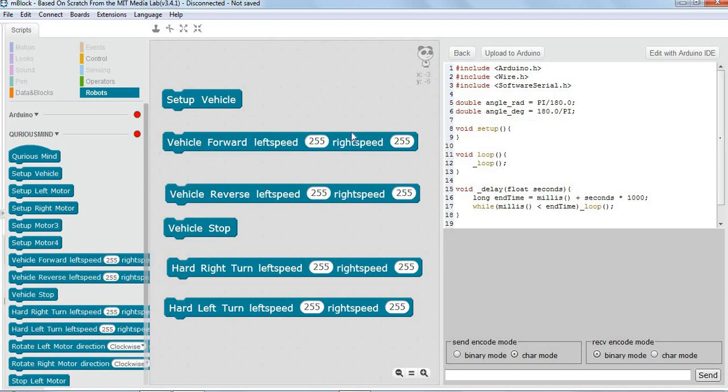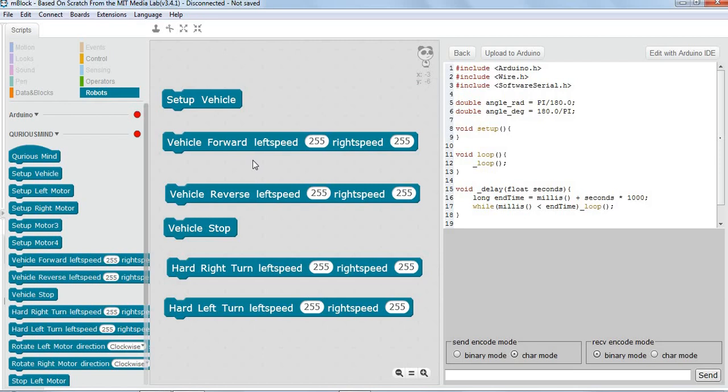In a vehicle block we control two motors, left motor and right motor together. So those are vehicle blocks. Here also, if you see hard right turn, left speed, right speed, we are controlling both the motors together. This year we will understand how these vehicle blocks are created, because we are giving instructions to left and right motors separately. In reality, Arduino sends the command separately to left motor and right motor.